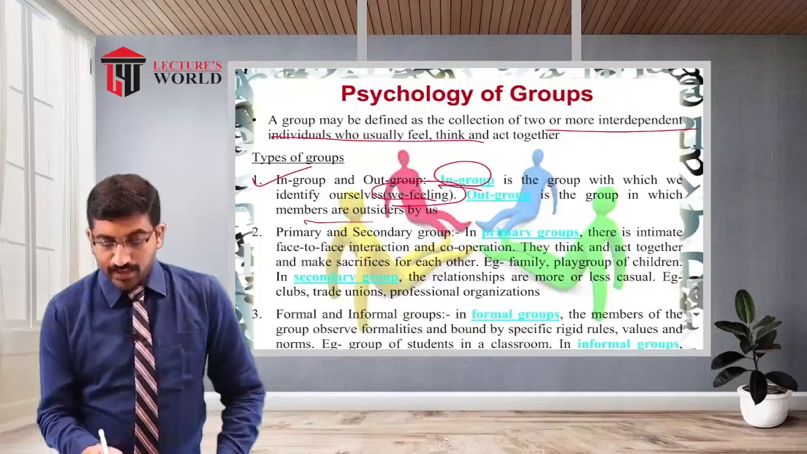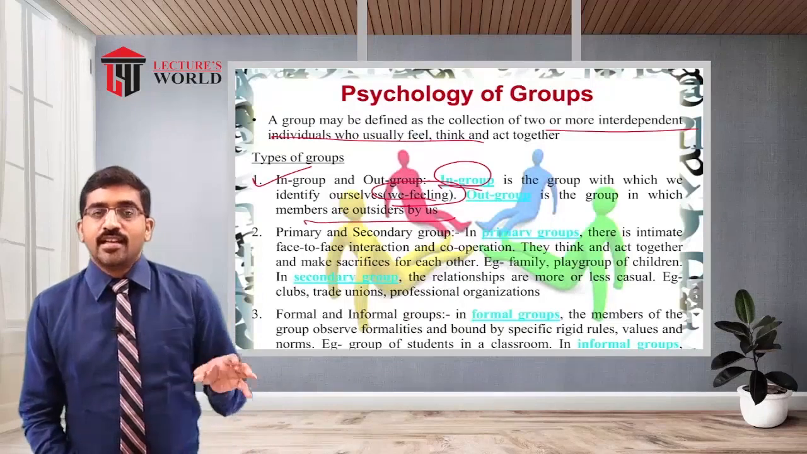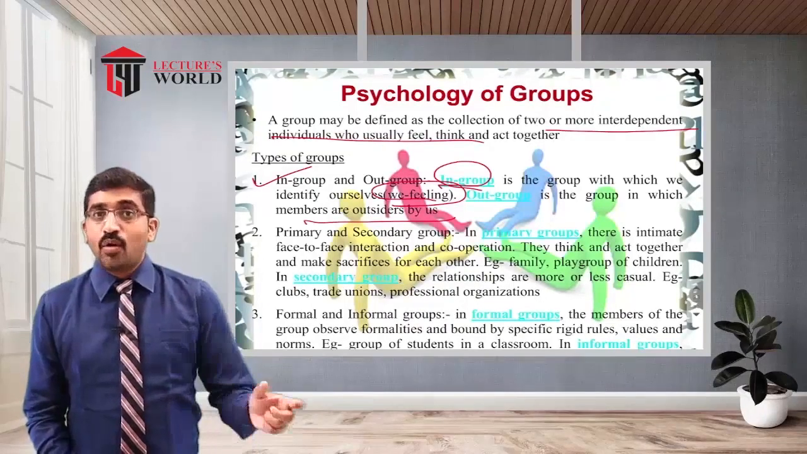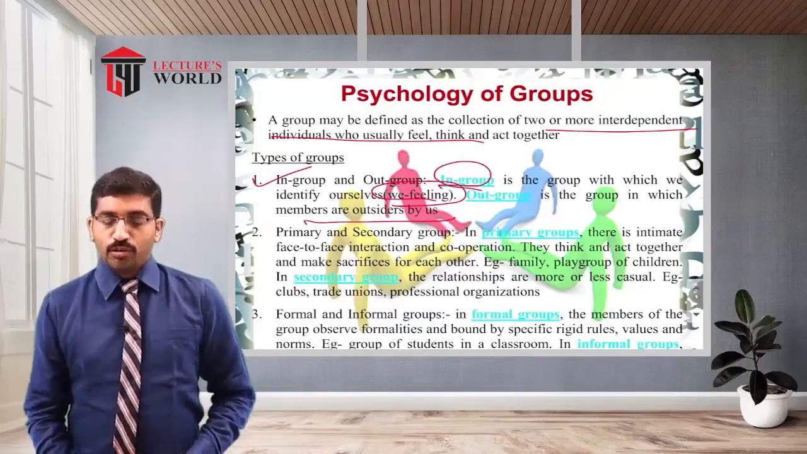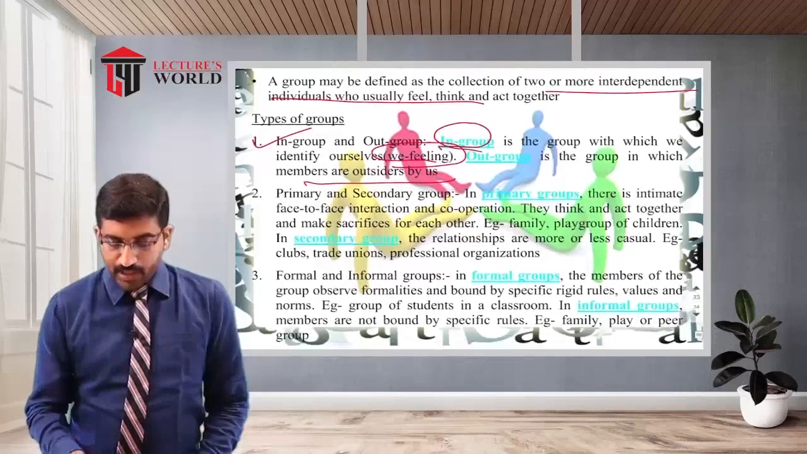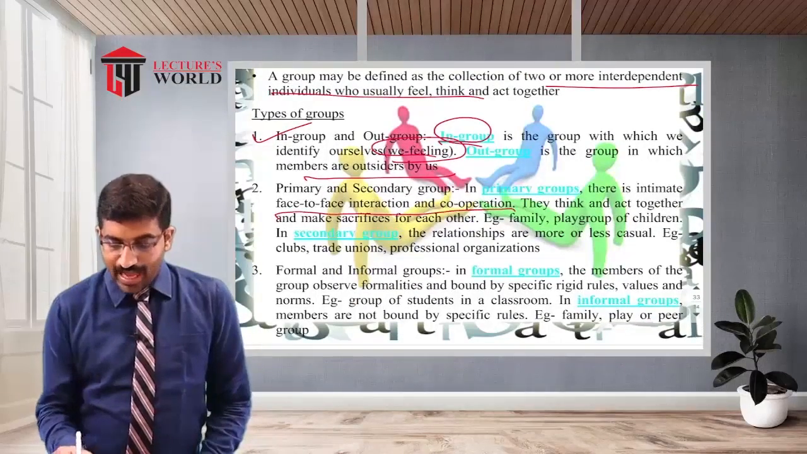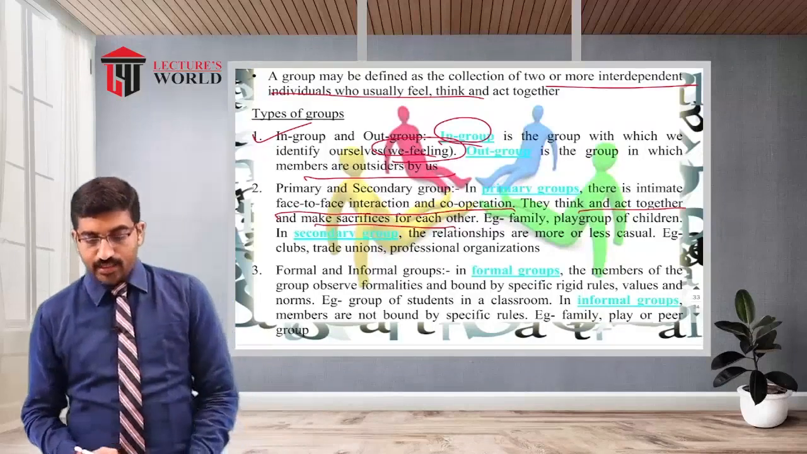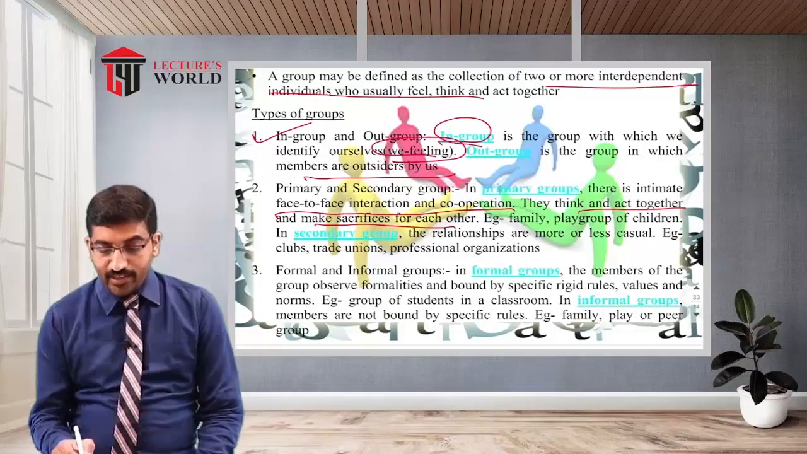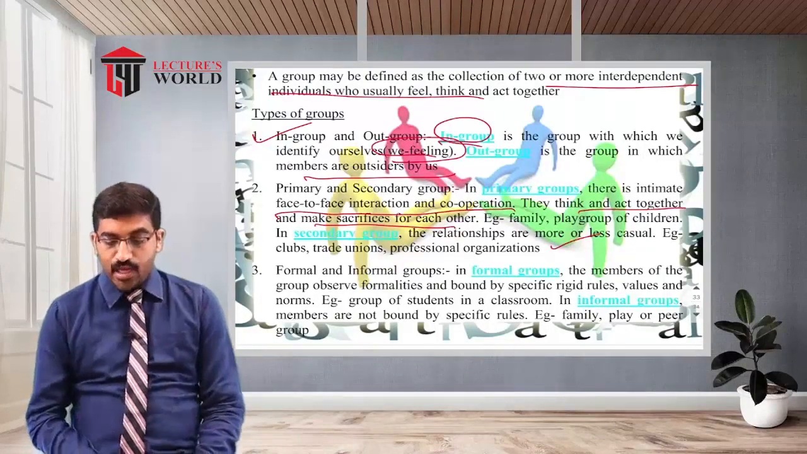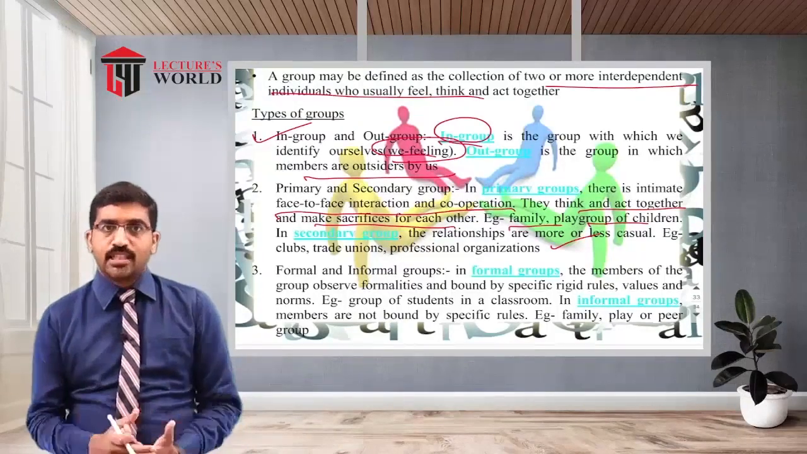Out group means members are from outside. Some people may go for a conference, and in the conference they are sitting together in a group, and all the members are not known to them, but they have been told to discuss. They are out groups. Primary groups means those where we can have face-to-face interaction and cooperation. They will act together and make sacrifices for each other. Family or play group of children. And secondary groups are less casual. So primary group means basic groups: your family, your play group, all those things, your own group.